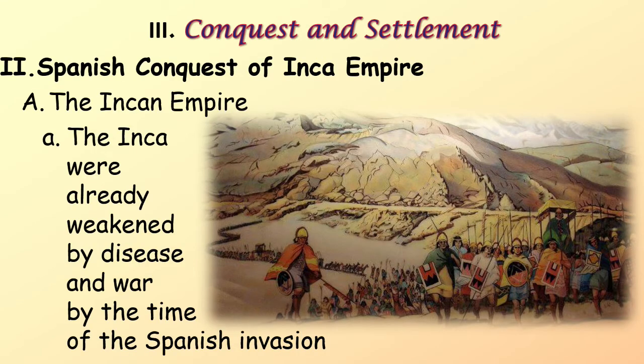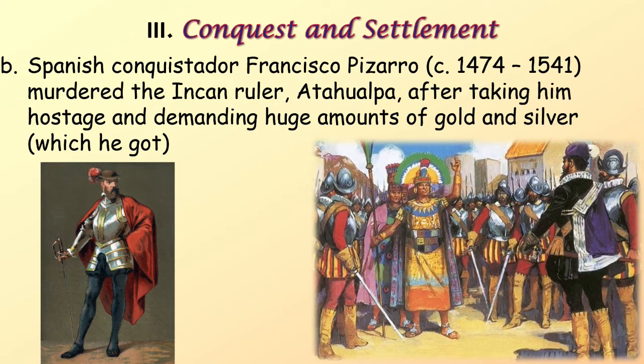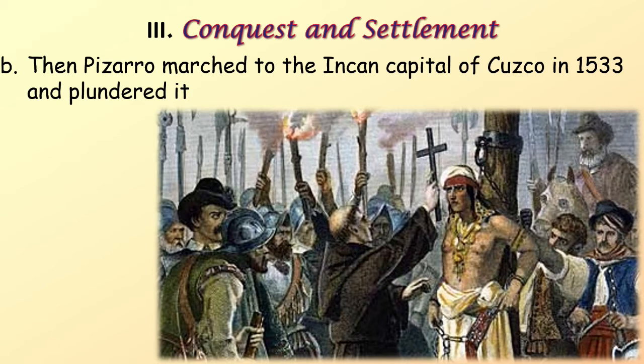So that takes us to the Spanish conquest of the Inca Empire. The Inca were already weakened by disease and civil war by the time of the Spanish invasion. Spanish conquistador Francisco Pizarro, who lived from somewhere around 1474 to 1541, murdered the Incan ruler Atahualpa after taking him hostage and demanding huge amounts of gold and silver for ransom, which he got, and then murdered Atahualpa anyway. And then Pizarro marched to the Incan capital of Cusco in 1533, and he plundered it.